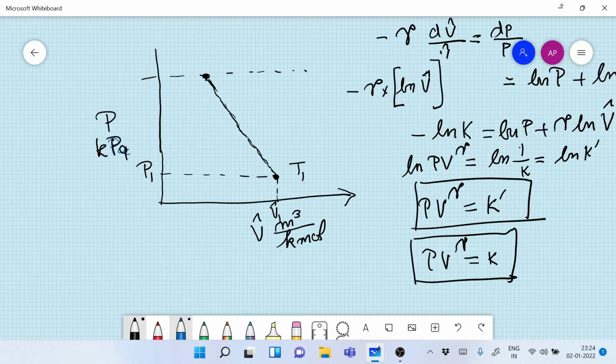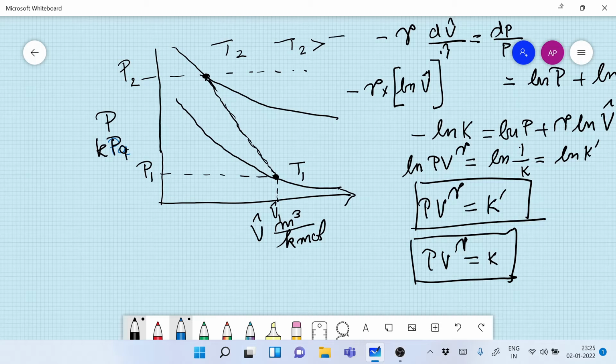It's not exactly a straight line. So this is P2 and this is temperature T2. Now the isotherm passing through this, and there's an isotherm passing through this point. It should be noted that T2 will be greater than T1. Why? Because we have compressed it adiabatically, and this will increase the temperature.